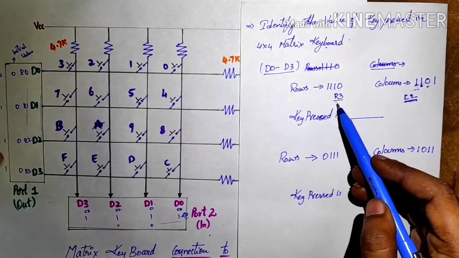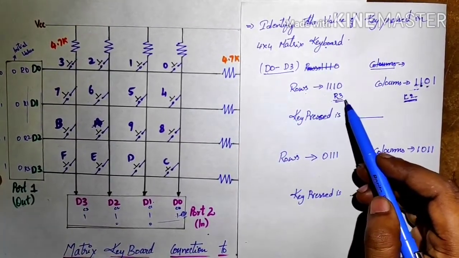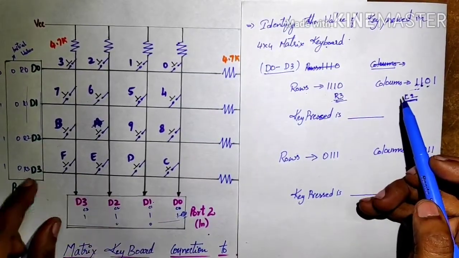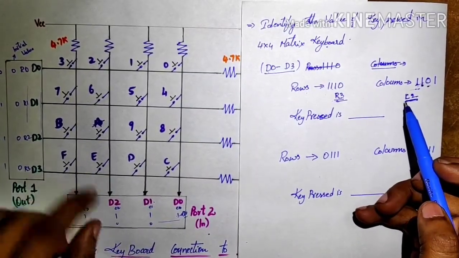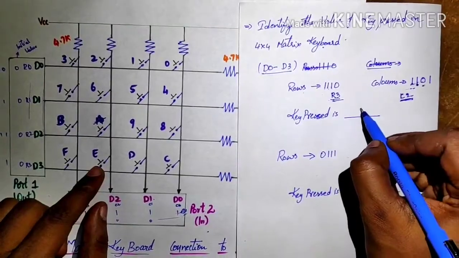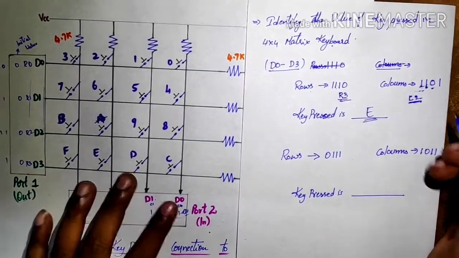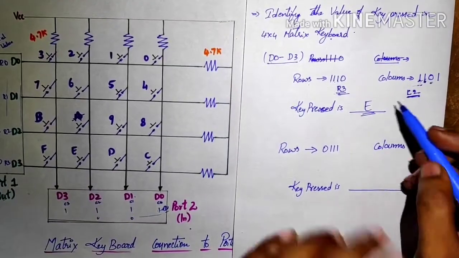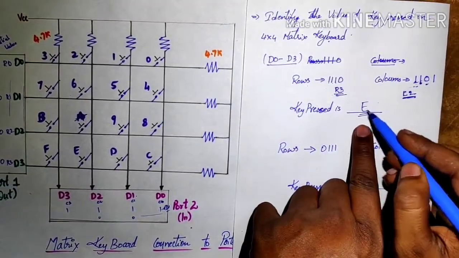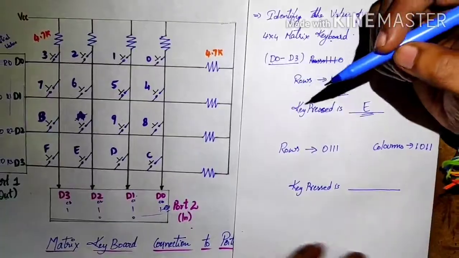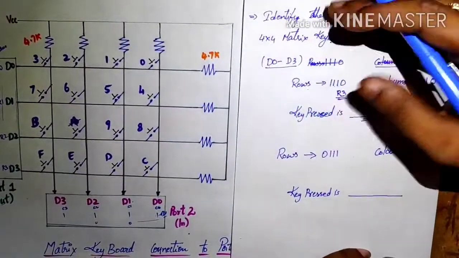So similarly we have to find the value of R3. So R3 and C2. So the key pressed is E. Okay. So now the microcontroller will fetch the ASCII value of E here. Now similarly coming to the next example.